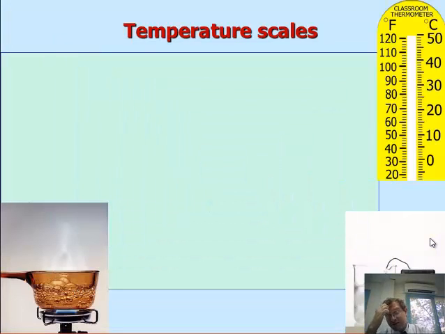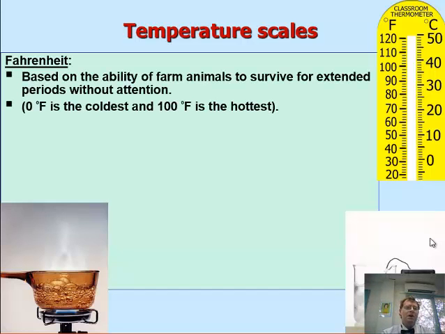Okay, temperature scales now. Now this is the measurement of temperature, not the abstract concept of temperature. Okay, so the measurement of temperature. Fahrenheit was based on the ability of farm animals to survive for extended periods without attention. 0 degrees Fahrenheit was the coldest, and 100 degrees Fahrenheit was the hottest. So that was the scale they had originally.